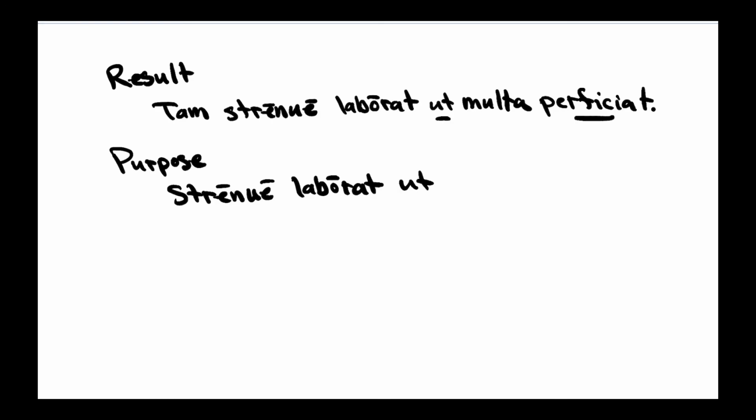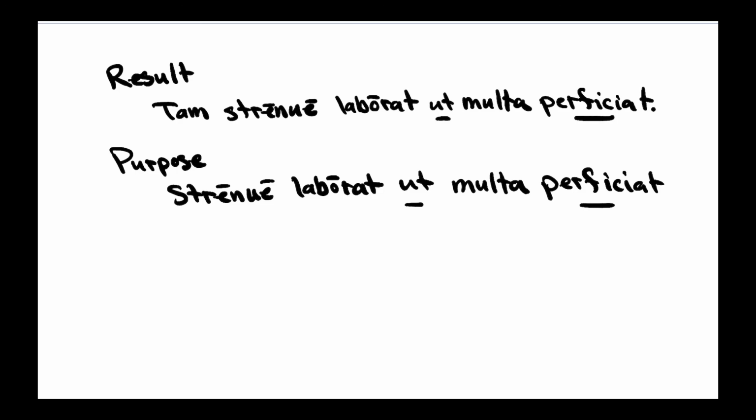Laborat, ut multa perficiat. Again, that same, look at this. Same ut multa perficiat, same clause. This one just doesn't, the main clause doesn't begin with the tam. And so this is, he works strenuously so that he might accomplish many things.